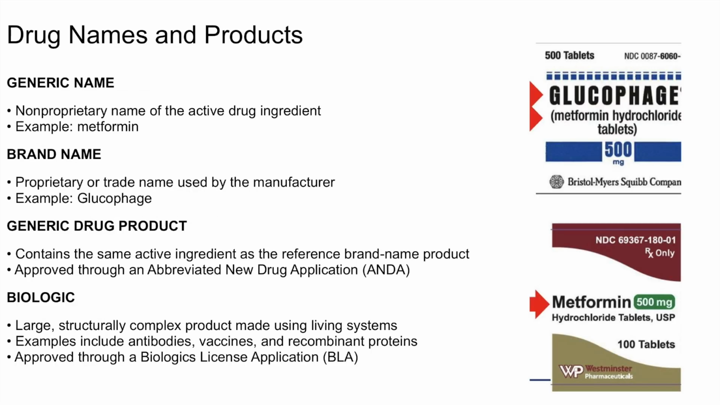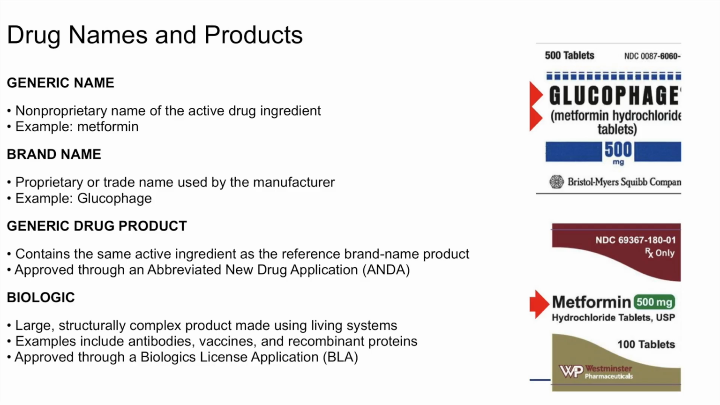All right, so getting into some drug names. So the generic name is the non-proprietary name of the active drug ingredient, such as metformin. A brand name is the proprietary trade name used for a particular manufacturer's products, such as Glucophage. A conventional generic drug product contains the same active ingredient as its reference product and generally matches its dosage form, strength, route, and intended use. Approval occurs through an abbreviated new drug application, or ANDA. The applicant must demonstrate pharmaceutical equivalence, bioequivalence, and consistent manufacturing quality.